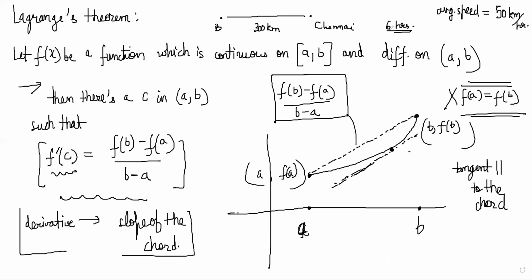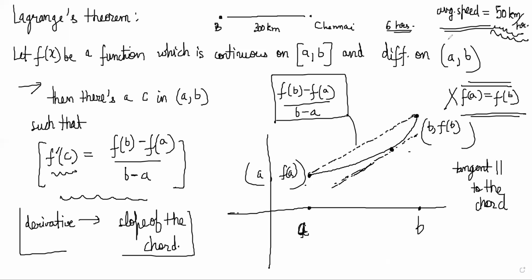So let's think of this as Bangalore and this as Chennai. So what does this line's slope indicate? This is a distance time graph. So this line indicates total displacement by total time, right? So this line's slope indicates average speed. Now, what this theorem is saying is there will be a point in your journey when your instantaneous speed will be equal to 50 kilometer per hour.